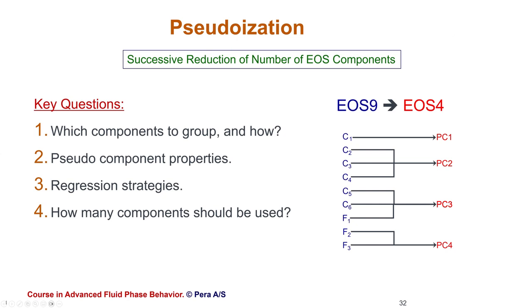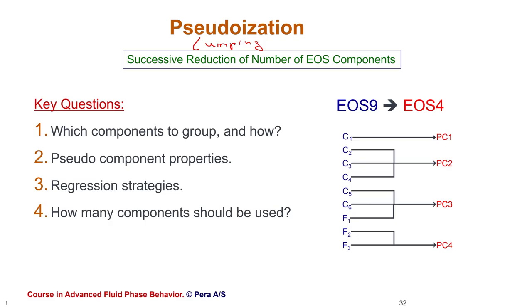Another name for this, I think the most popular name, is lumping. And the basic idea is, instead of working with 9 components like this, to reduce the number of components and create more pseudo components. So this is the pure component, and now I will work with pseudo component or fake component to represent the fluid. For example, in this case, methane is a pure component.